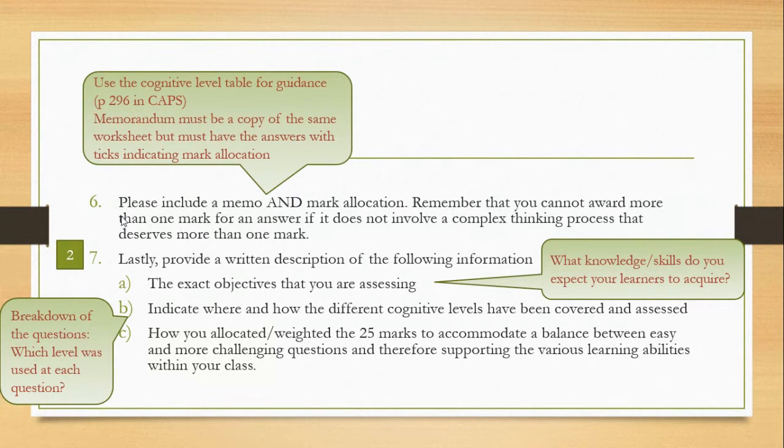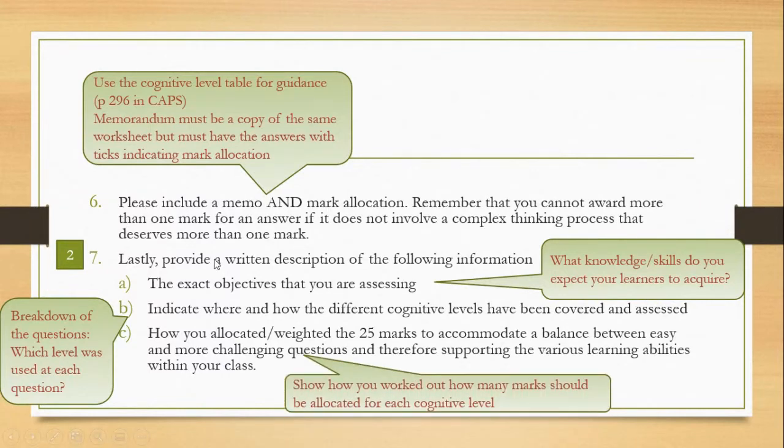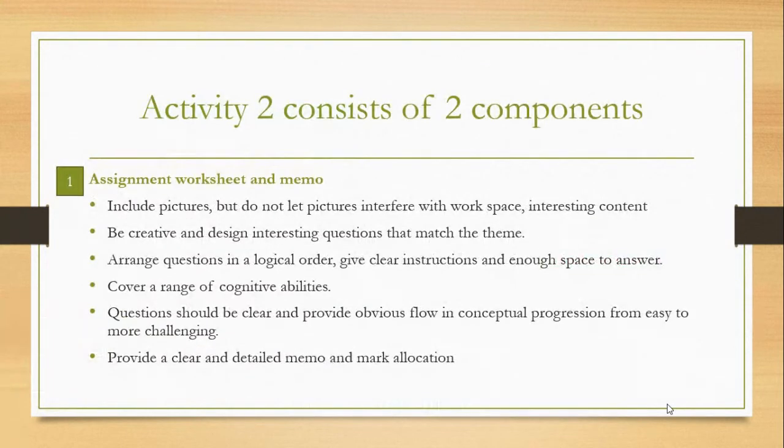Then the third part of this written description is where you have to show how you allocated the 25 marks to accommodate a balance between easy and more challenging questions, and therefore supporting the various learning abilities within your class. And for this, you need to show how you worked out how many marks should be allocated for each cognitive level. Right, so let's just look at the activity 2 and the two components.